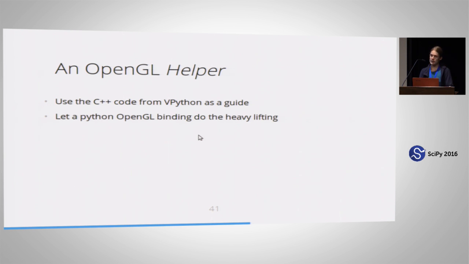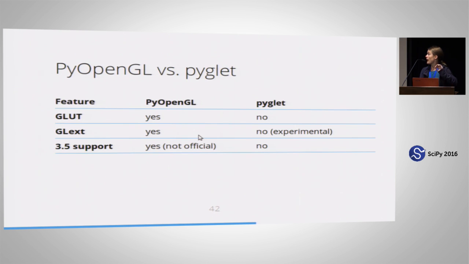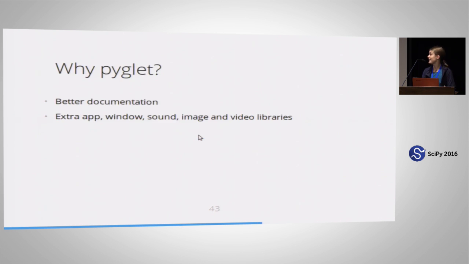Instead, we'll use a Python OpenGL binding to do all the heavy lifting and all the interaction with OpenGL. We'll try to remove all this stuff about windowing away from the user. And then the next thing we have to do is decide which Python OpenGL binding we're going to use. At the moment, PyOpenGL seems to be the most obvious choice because it has more support for more stuff. However, I chose Pyglet, and that's just because it has better documentation, and the extra submodules really make things easy.